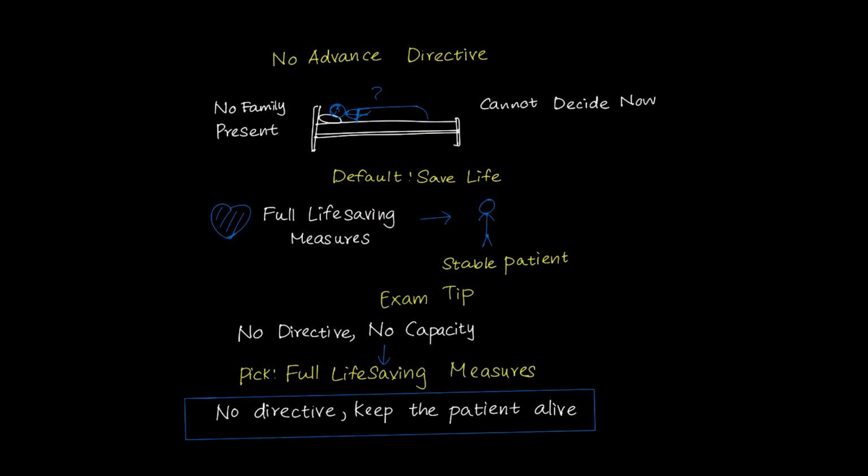Here's a D439 OA exam tip for you. When the stem describes a patient with no advance directive and declining capacity, pick the full life-saving measures option. Quick recall hook: no directive, keep the patient alive.